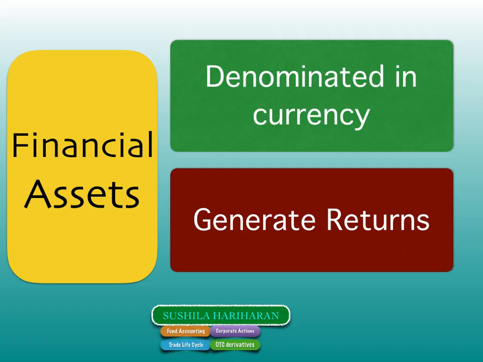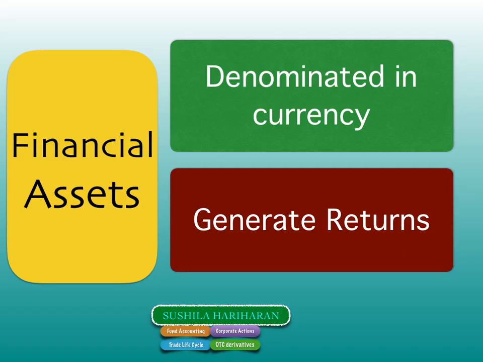We get to financial assets because we earn money, we save money, we don't spend that money in a mall or at a pub, etc. And we save that money and invest in financial assets. The features of financial assets are these two attributes, okay? Denominated in currency and they generate returns.